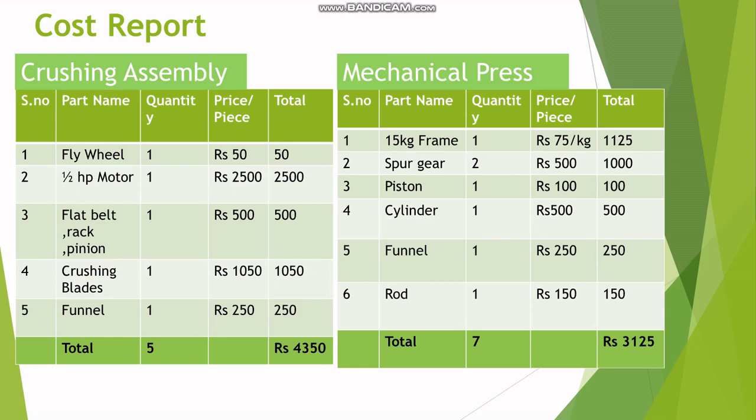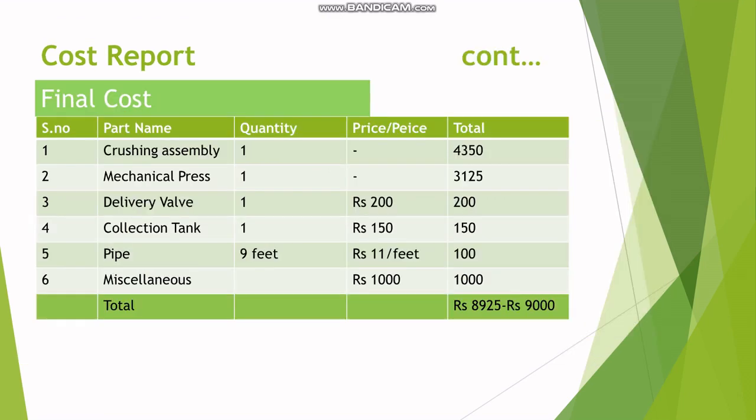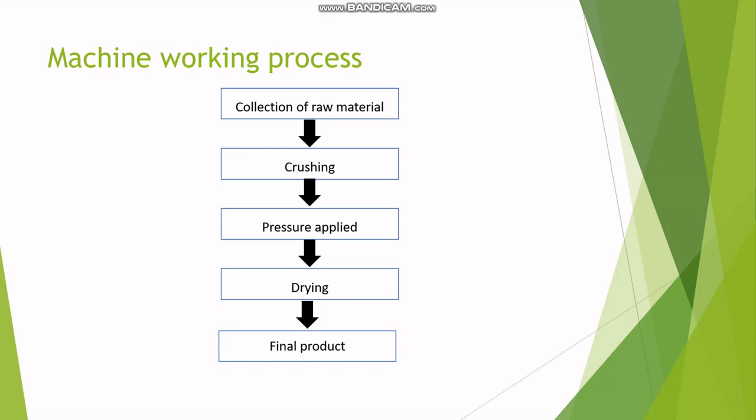The machine is divided into three parts. First, the crushing assembly, which will cost us 4,350 rupees, and the mechanical press assembly will cost us 3,125. Then the total cost of this project will be approximately 9,000 rupees. Machine working process: collection of raw material, crushing, then pressure is applied, then the briquette is dried out, and the final product briquette can be used further.